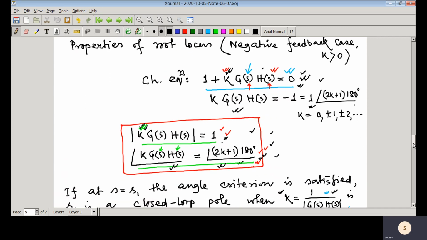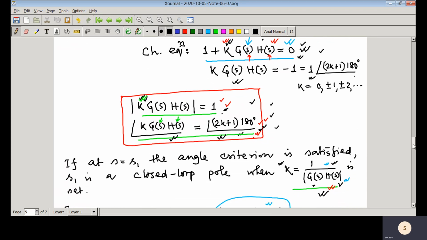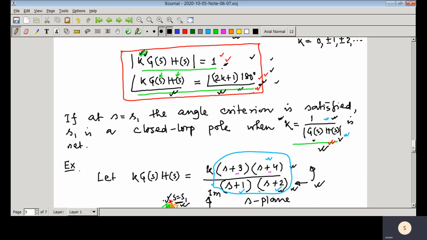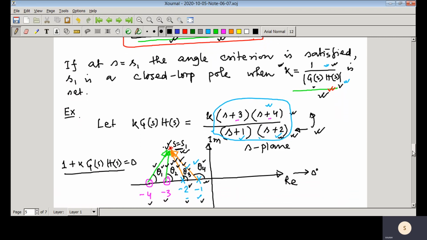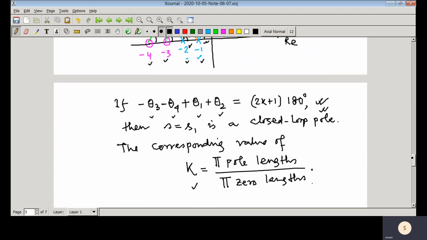And here we have seen the properties of the root locus. The characteristic equation is satisfied when two conditions are satisfied, one the gain and the other the phase. Interestingly, we have seen that once the phase is satisfied, we can always find a gain. From here we understood how to find the gain K for which the characteristic equation is satisfied: it is the product of pole lengths divided by the product of zero lengths.